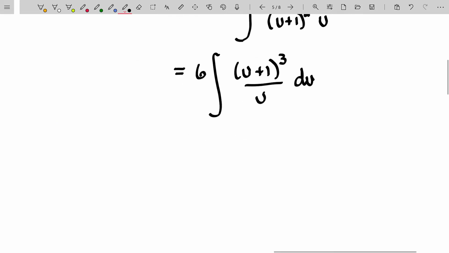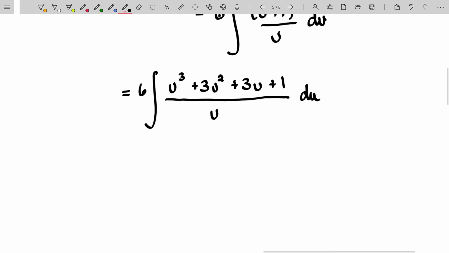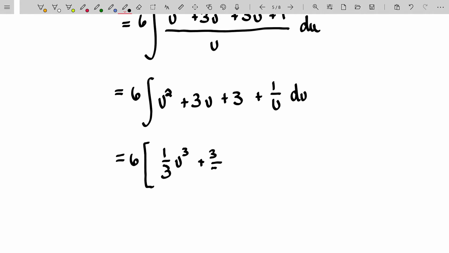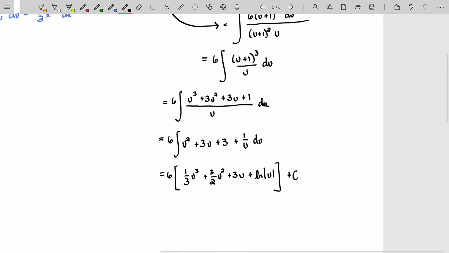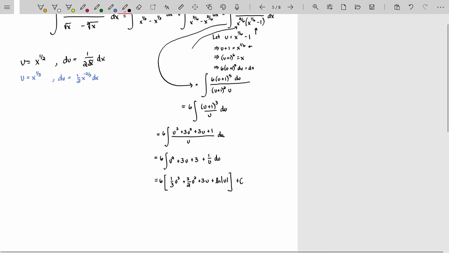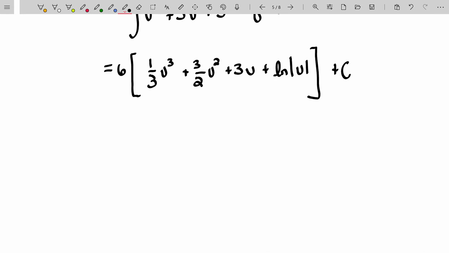Now you can multiply out that numerator, do some division, integrate, and sub in what we let u equal. Remember, u is equal to x to the 1/6 minus 1. So all of those u's are just going to be x to the 1/6 minus 1.